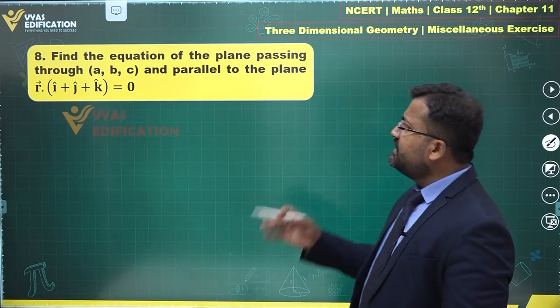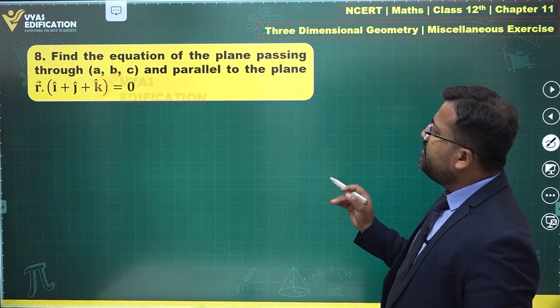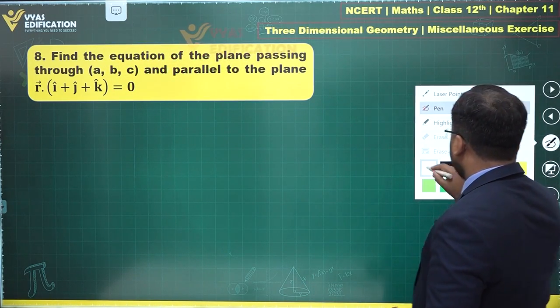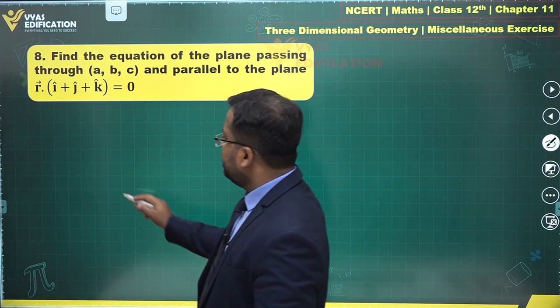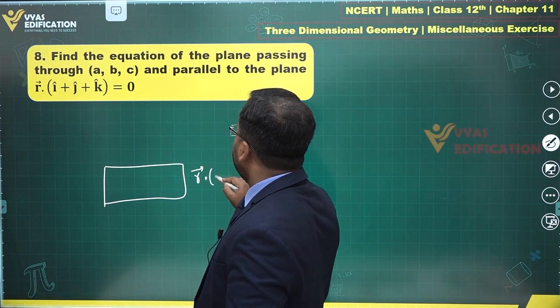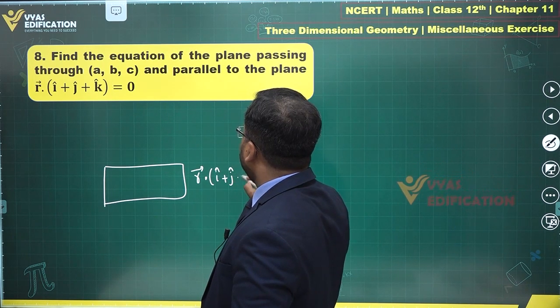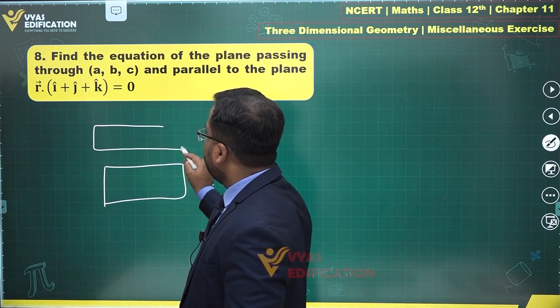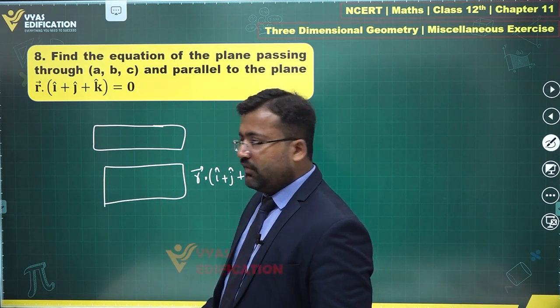Question number 8 says, find the equation of the plane passing through (a, b, c) and parallel to the plane this. Okay, a plane which is parallel to this plane. Let's take a look at what will happen in this case. Let's suppose this is one of the planes. This is r vector dot i cap plus j cap plus k cap is equal to 0, and you are supposed to find the equation of another plane which is parallel to this.